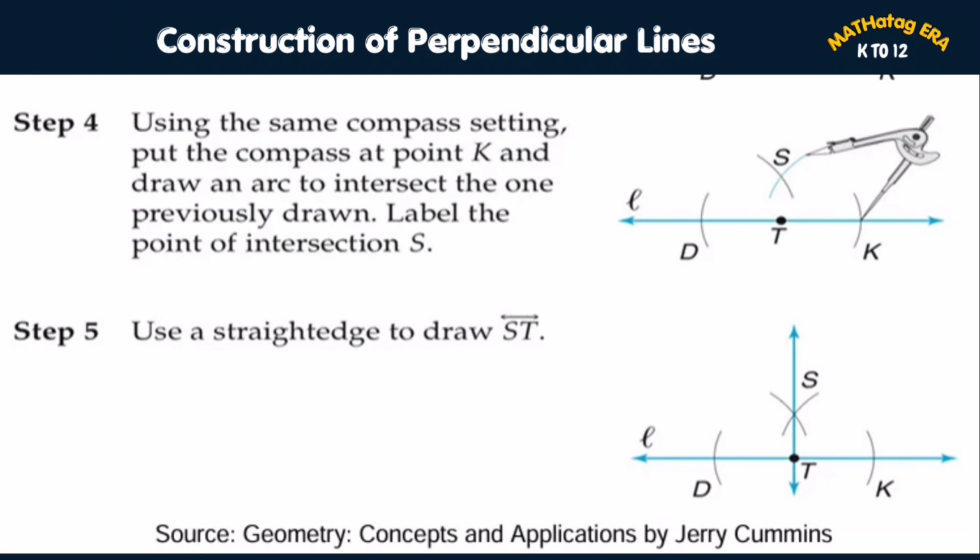So, bakit nga ba itong construction natin nag-work to? Dahil yung arcs from points D and K have the same radius. Point S is equally distant from D and K. When connected to T, the resulting line forms a right angle with line L.